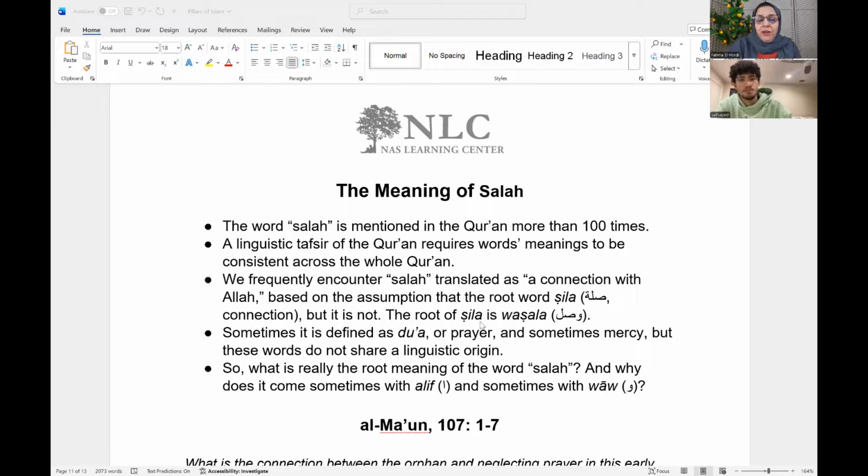But Salah really comes from the word Sali. The root word of Salah is Sali. And when you want to know what Sali means, it is when you put something in order. Okay, so I'm going to prove it here.